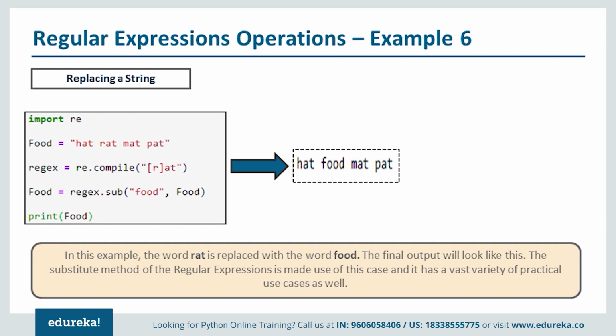Now we can use the substitute function, where we say that I want to replace this whole string rat with food here. There is only one occurrence of rat here, but if there were multiple occurrences, all of them would be replaced with food. So in the final output you will see the rat is replaced with food. So this is how substitute works here.